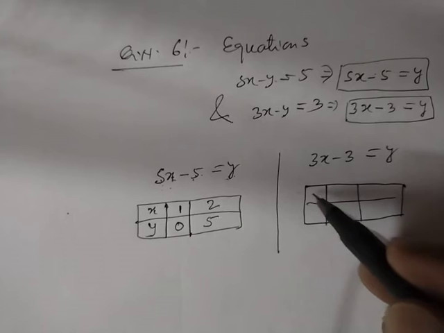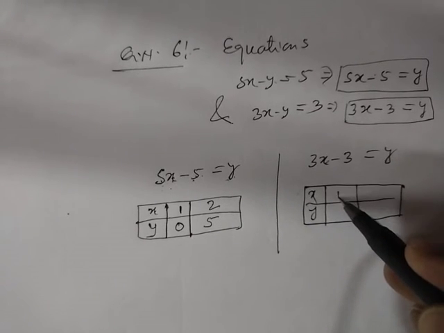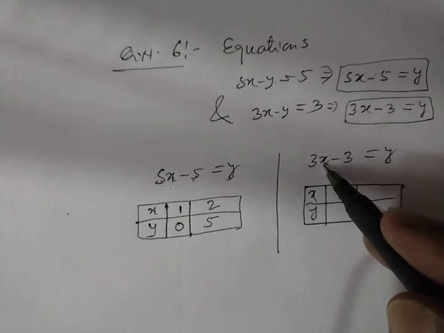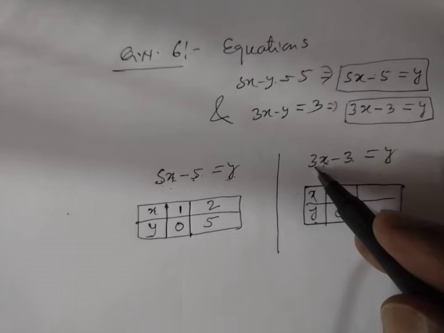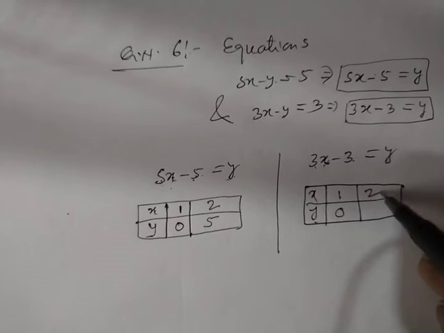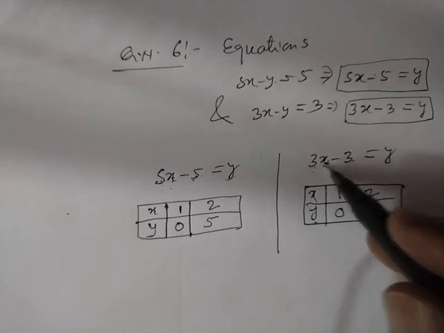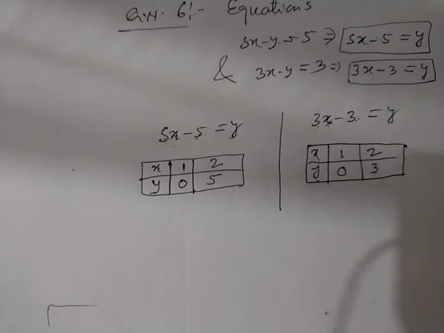Now you see x and y, you put the value of x as 1, then 3 into 1 is 3, minus 3 equals 0. You put x as 2, 3 times 2 is 6, and 6 minus 3 is 3, that is y. Now you plot the graph.